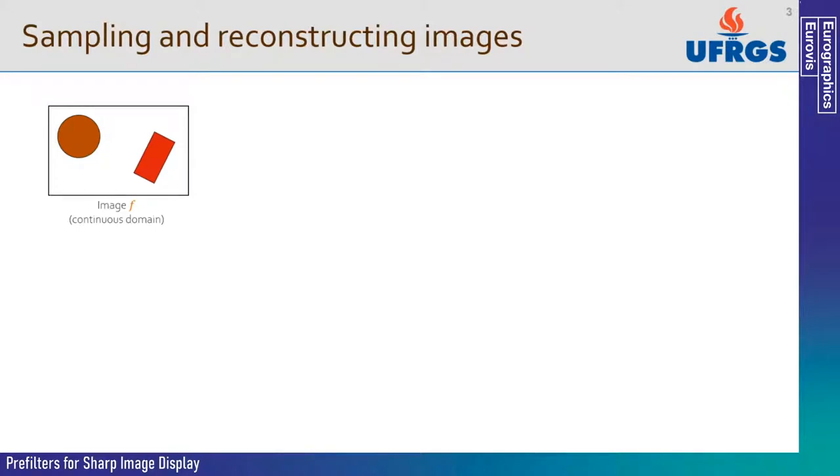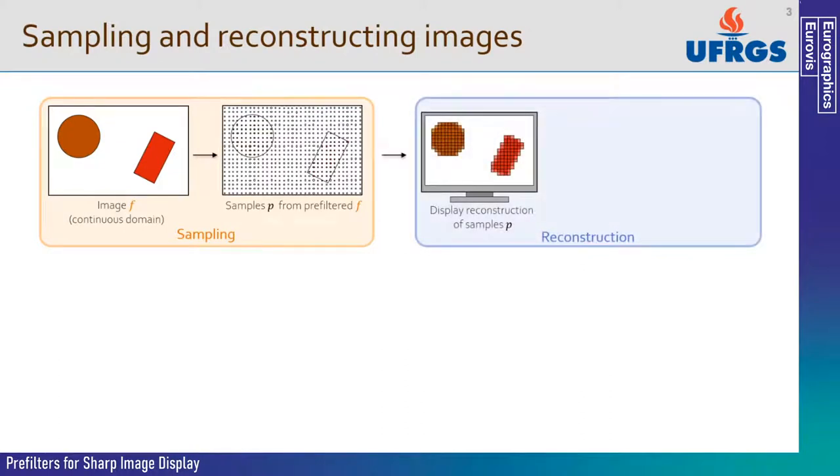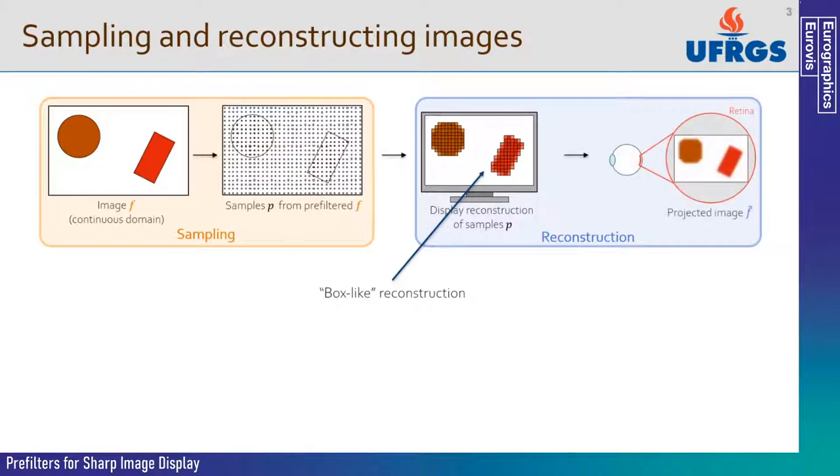If we start with a continuous image F, common wisdom tells us that, in order to display it, we first need to prefilter it to avoid aliasing, and then sample. We'll call this the sampling step. However, when it comes to reconstruction of the samples, we do not have that much control. An LCD display reconstructs a continuous image from the samples using a box-like interpolation. This image will pass through your eye lens and then be projected on the retina, resulting in a slightly blurry version of the continuous image generated by the display.